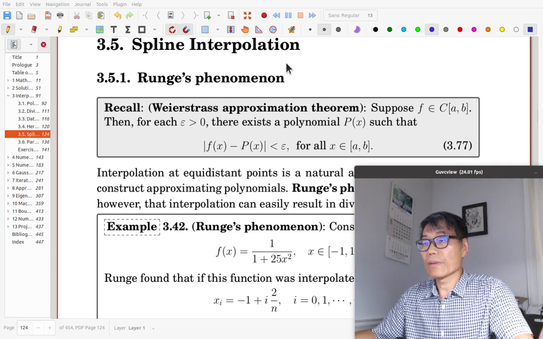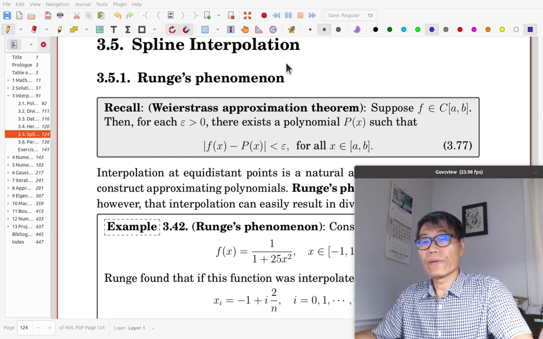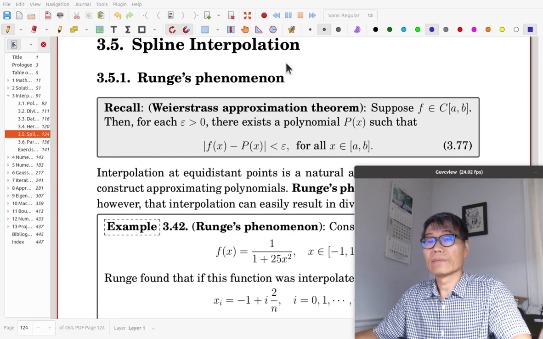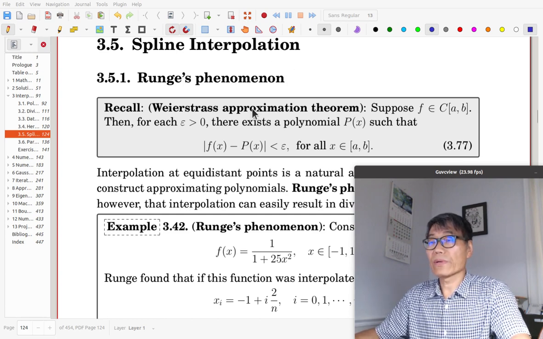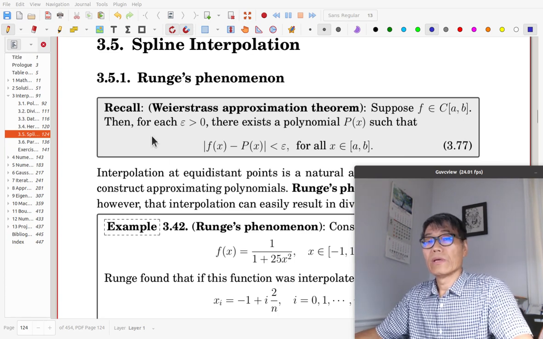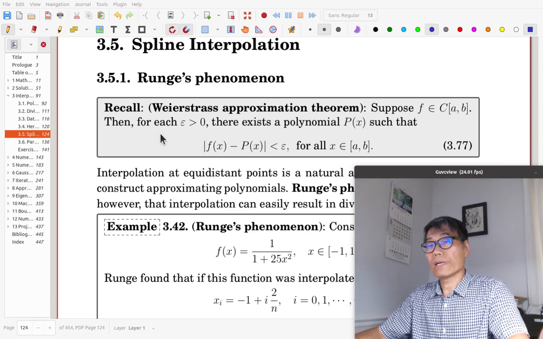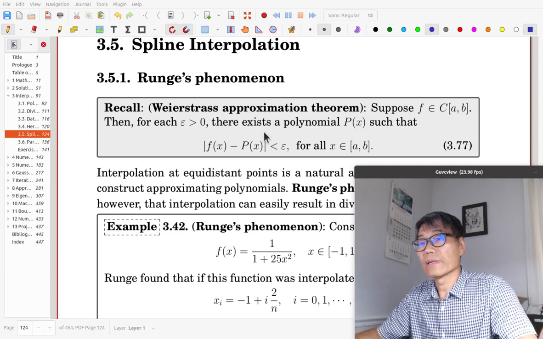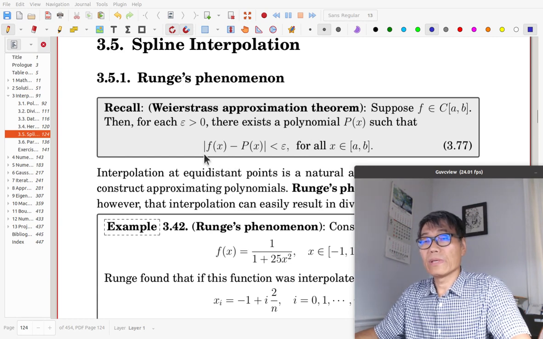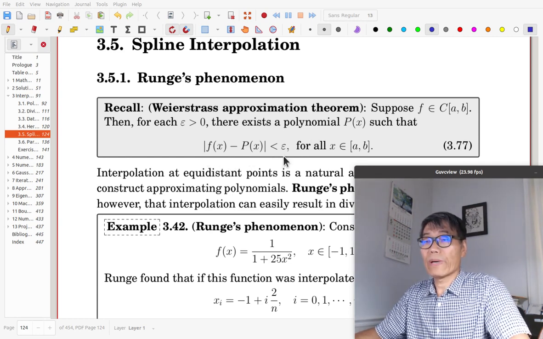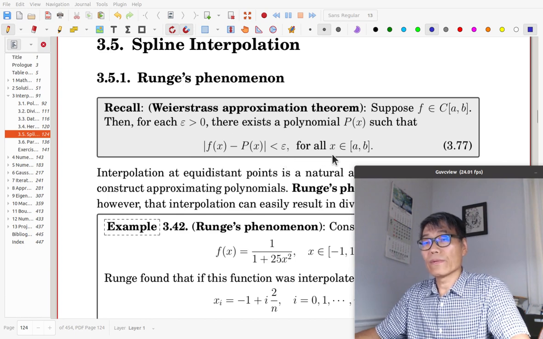This is section 30.5, Spline interpolation. We'll begin with the Runge phenomenon. Earlier, we considered the Weierstrass approximation theorem. If f is continuous over a closed interval [a, b], then for each choice of epsilon positive, there exists a polynomial p of x such that the difference between f and p is bounded by epsilon over the whole interval.